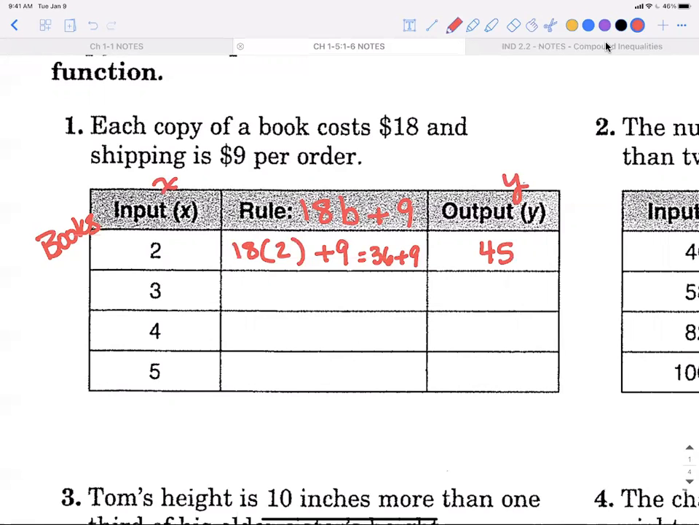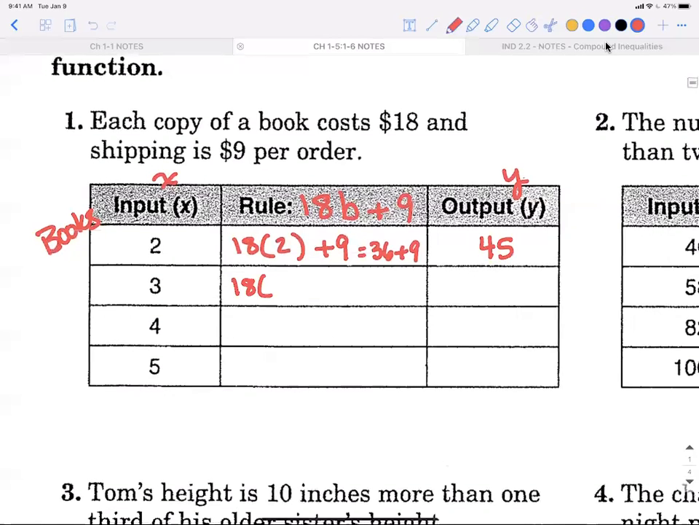And since this isn't a table with X's and Y's, you don't have to put the dollar sign. Okay. Which is kind of weird because it's a story problem and that's drilled into your head from as early on as you can remember. But since it's in a table of X's and Y's, we're not going to put our dollar sign. Okay. All right. So what if I buy 3 books? Well, you're still going to use that rule of 18 times the number of books plus the shipping. And you're going to see what that comes out to. Okay, so 18 times 3 is 54, plus 9 is 63.